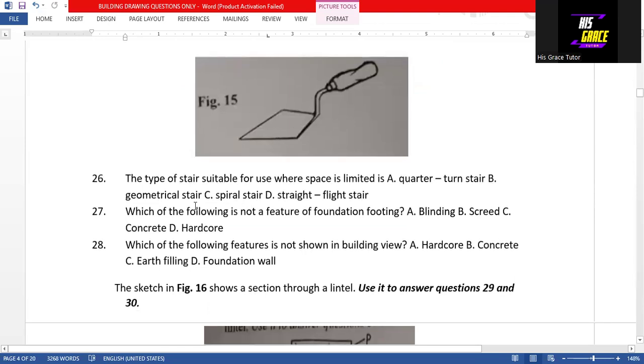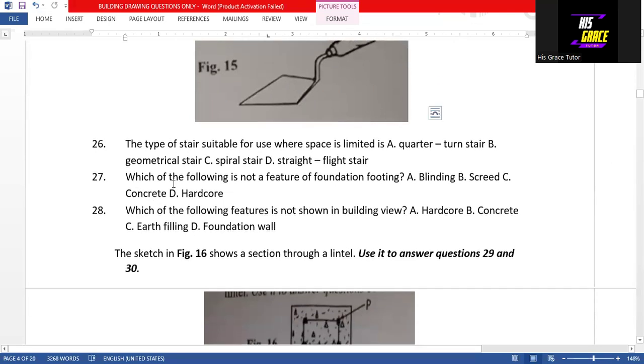Then question 26. The type of chair suitable for use where space is limited is a spiral chair. That is option C is the answer to question 26. Then question 27 says that which of the following is not a feature of foundation footing? So that is question 27. So the answer to question 27 is option B. So screed is the answer to question 27.